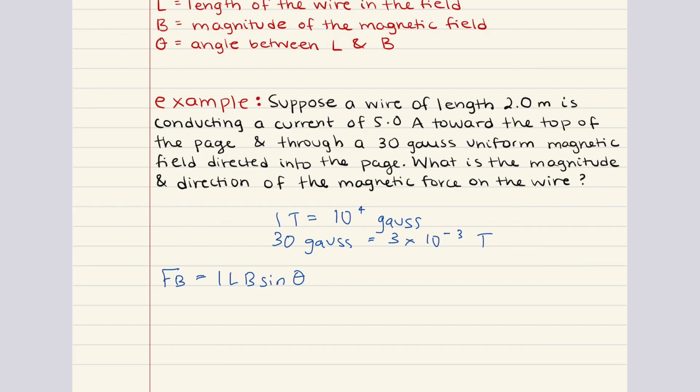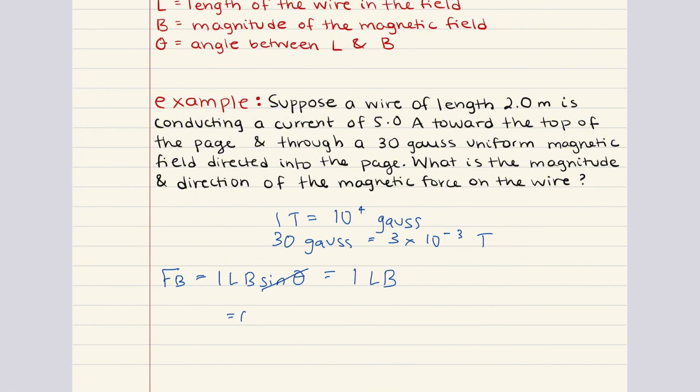The wire is conducting current towards the top of the page, and the magnetic field points into the page. Therefore, the current is perpendicular to the magnetic field, and the angle between them is 90 degrees. Sine 90 is equal to 1, so our equation shortens down to ILB. And we actually have all 3 of these variables, so we can go ahead and plug them into our equation.